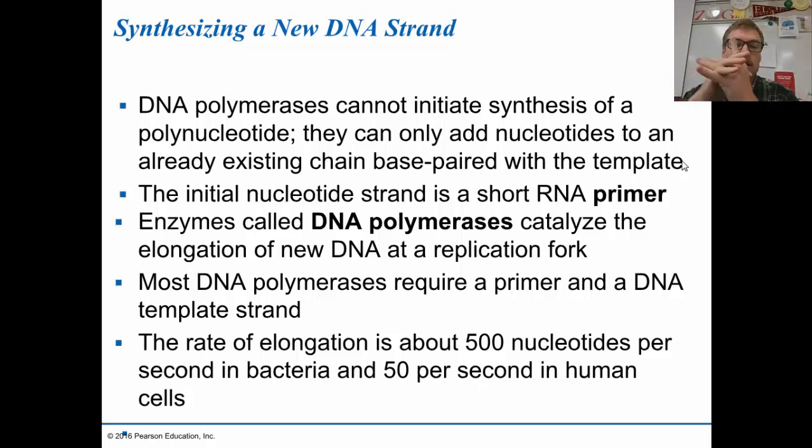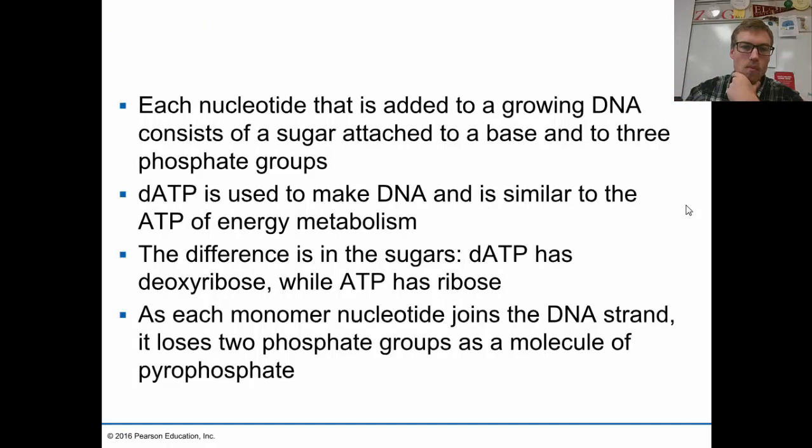And the rate of elongation is about 500 nucleotides per second in bacteria and about 50 per second in human cells. So that's very, very fast. Each nucleotide that is added to the growing DNA chain consists of the sugar attached to a base and 3 phosphate groups. So this is very similar to ATP, except that you have different ones for each of the nucleotides. So you have dATP, dTTP, dCTP, and dGTP. And so those are all used.